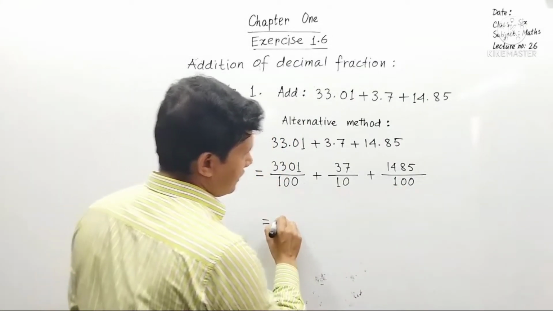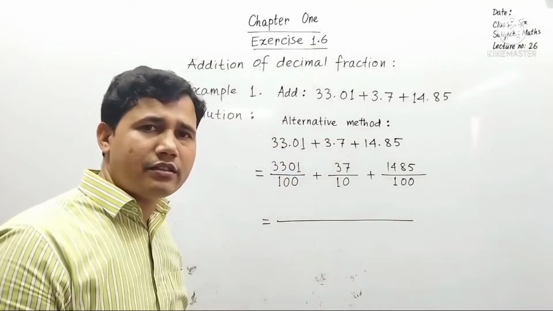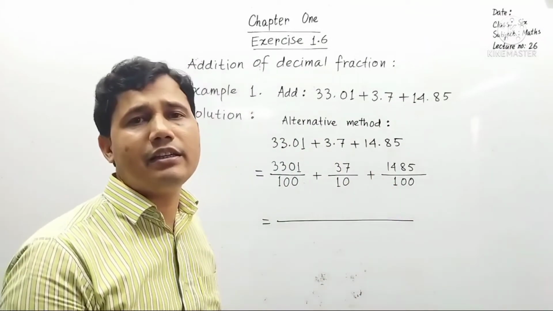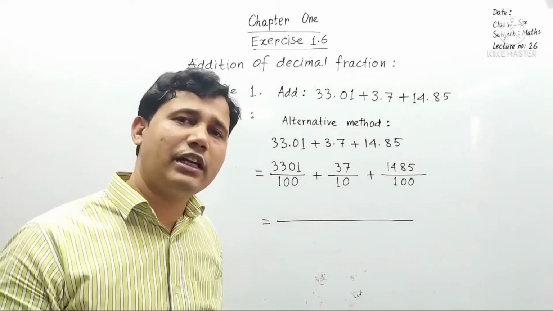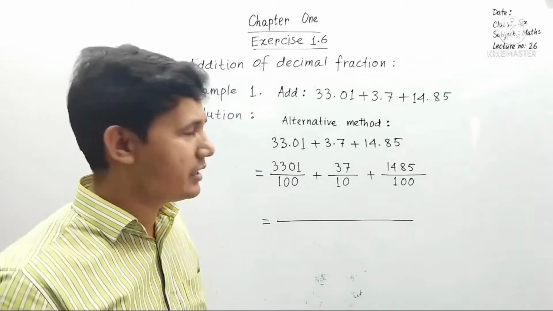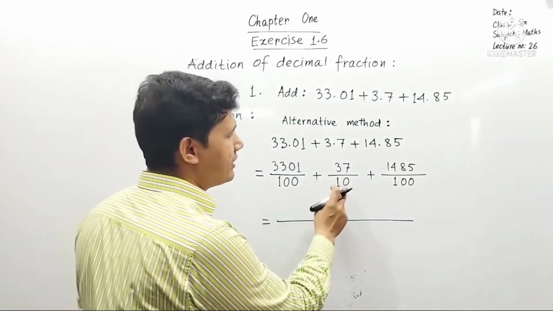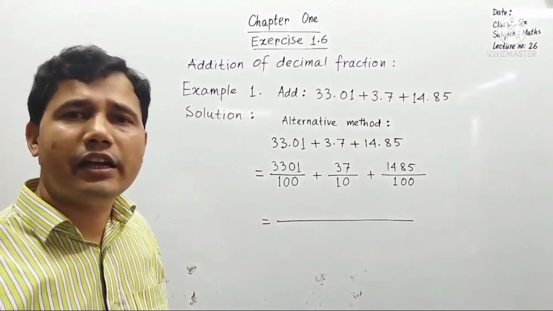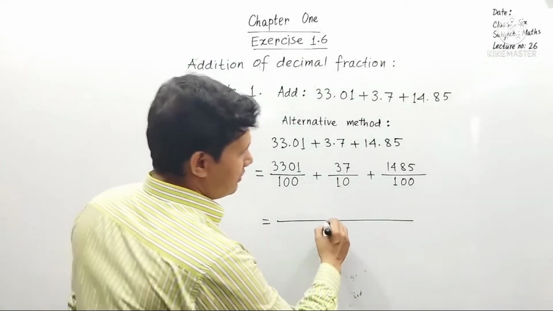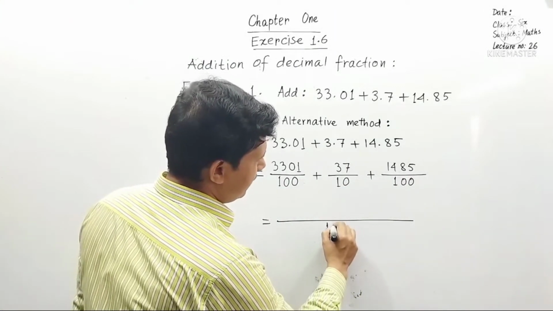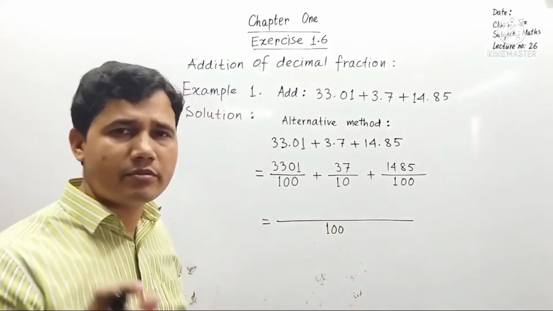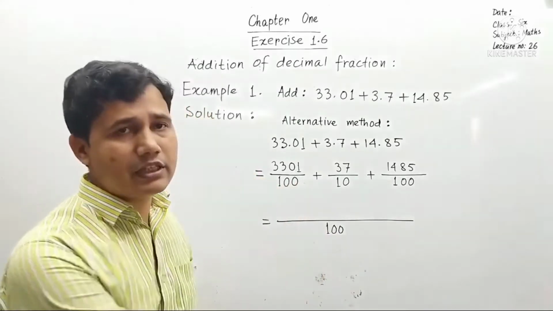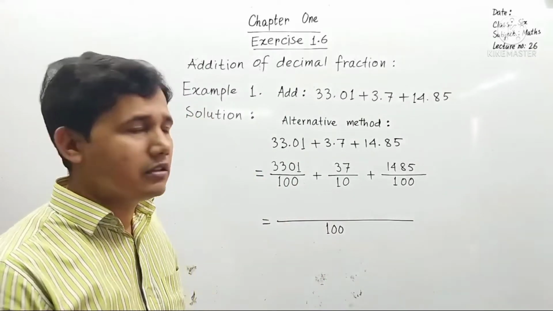So you know that if the bigger number is divisible by the smaller one, then the bigger number is the LCM. Since this 100 is divisible by this 10, then 100 is the LCM. Okay, thank you for understanding. Now, this LCM will be divided by the first denominator.